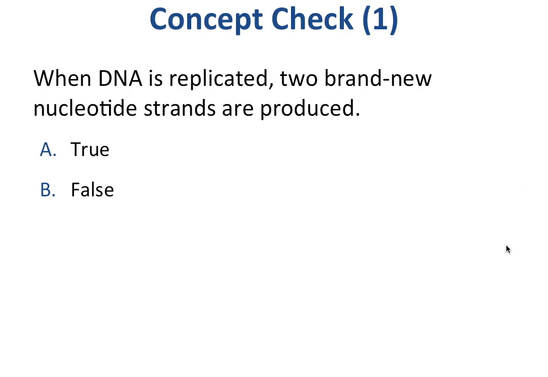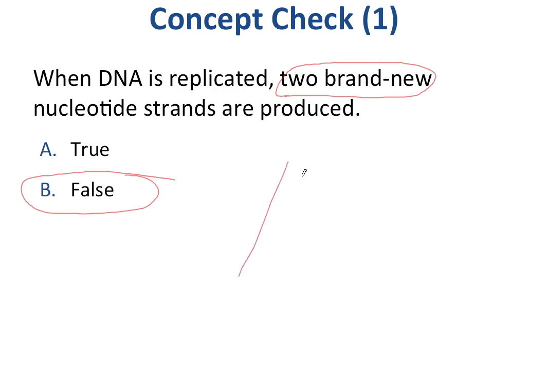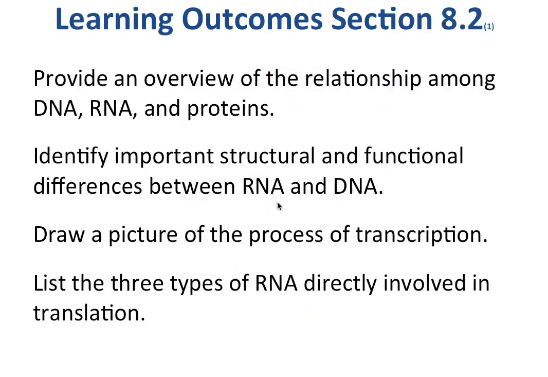So now let's work on this question. Once DNA is replicated, two brand new nucleic strands are produced. I give you 5 seconds. So the correct answer is false. Okay, it's not two brand new. This is semi-conservative, so one is old, another is new. Okay, so this is semi. It's not two brand new.